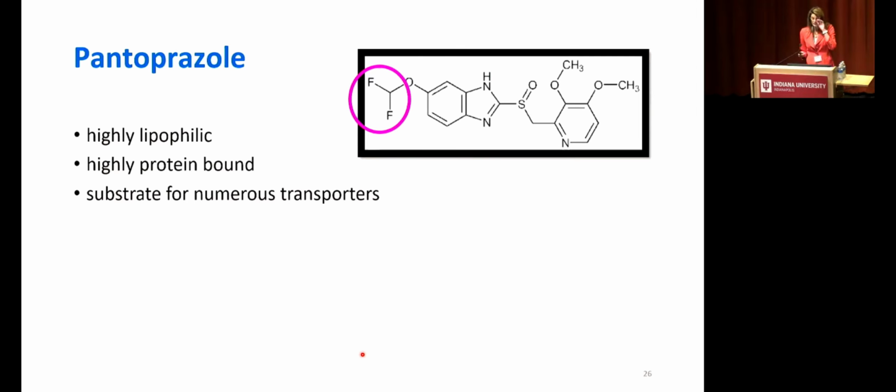So we were able to look at this with 19F, and we chose pantoprazole. It's got 2 fluorines per molecule, as you see on the slide. It's highly lipophilic, it's highly protein bound, and it's a substrate for numerous transporters. So it seemed like there were some features here that suggested it might be a reasonable candidate to get into the brain.